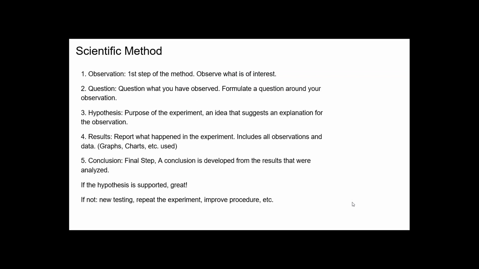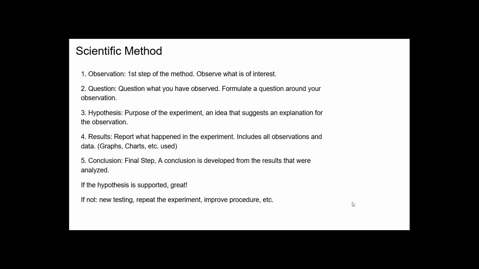So here is just an overview of what I stated. Observation is the first step of the method. So you observe something that might be of interest to research. Question: what have you observed? You formulate a question around your observation, something you might be interested in researching.